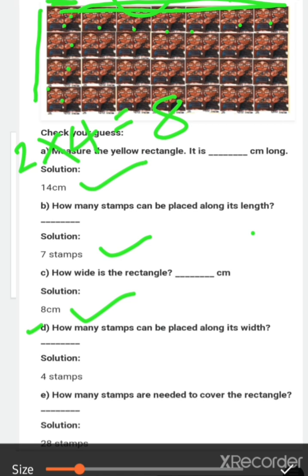Now D1. How many stems can be placed along its width? So how many stems are along the width? Count them. 1, 2, 3, 4. So how many stems are along the width? It is 4.